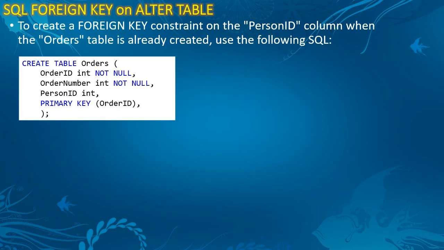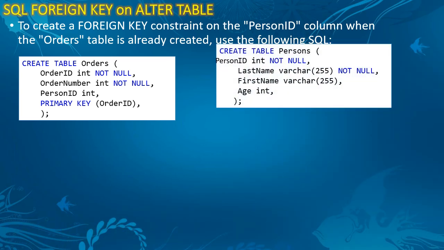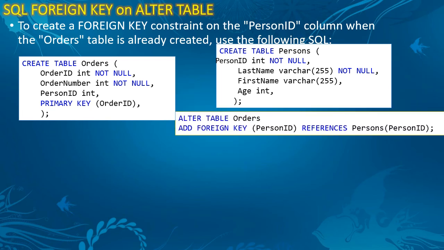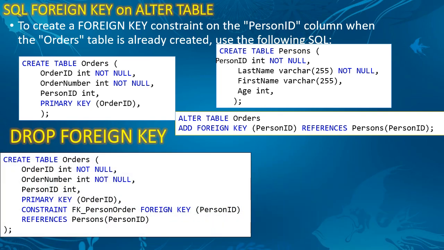So if you want to create a foreign key for the table orders, here person is the parent table and orders is the child table. So alter table orders, the child table only, we have to add the constraint foreign key. Add foreign key person ID, and the reference is the person table person ID. And drop foreign key if you don't want the foreign key.